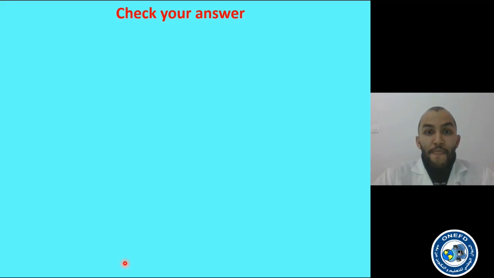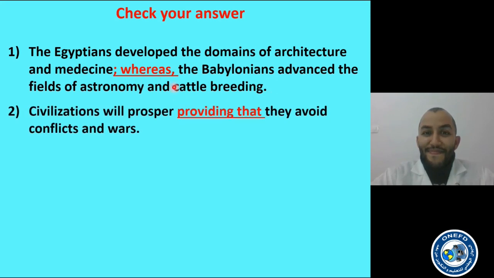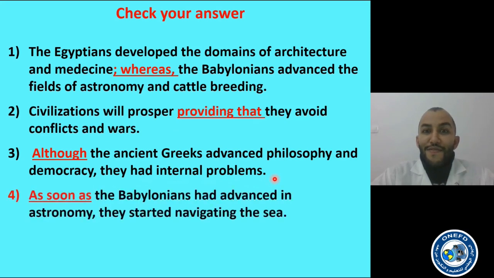Now let's check your answers. The first one: Egyptians developed the domain of architecture and medicine, whereas the Babylonians advanced the field of astronomy and cattle breeding. Number two: civilizations will prosper providing that they avoid conflicts and wars. Number three: although the ancient Greeks advanced philosophy and democracy, they had internal problems. The fourth and the last one: as soon as the Babylonians had advanced in astronomy, they started navigating the sea. Okay? All right, well done, guys.